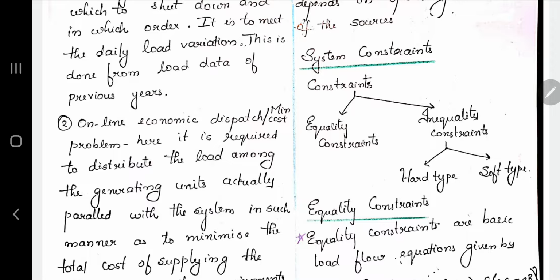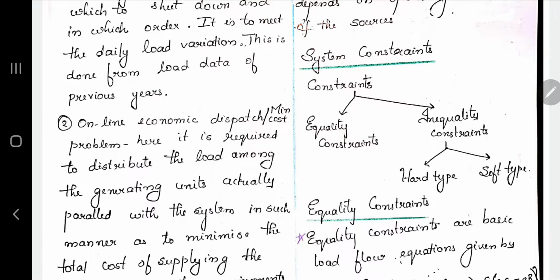Even though it is not particularly mentioned inside the syllabus, you have to understand what is meant by system constraint. Then only we can move on to the economic load dispatch problem, neglecting losses and with losses. So what is meant by system constraint?